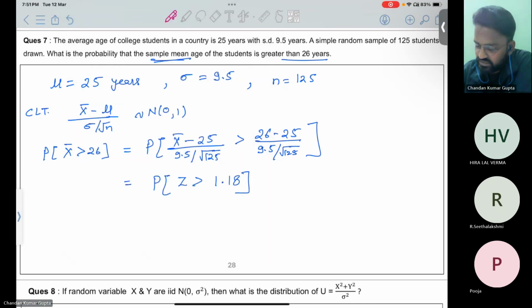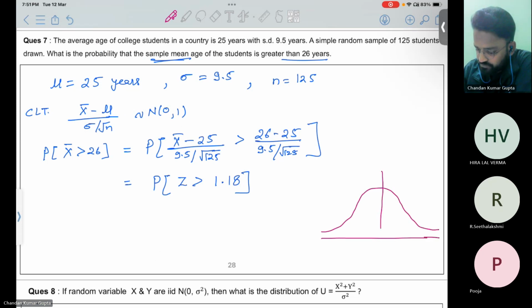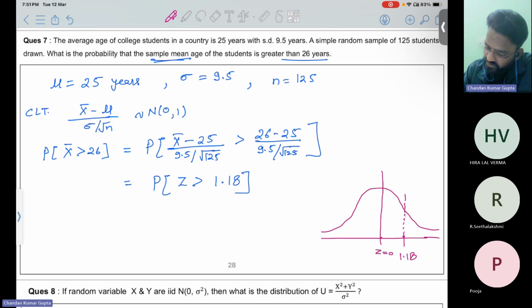Now again, just draw it. It is standard normal, z equal to 0. We need to calculate z greater than 1.18. Suppose it is approximately 1.18. So greater than this means we need to calculate this probability. This probability is calculated like this.